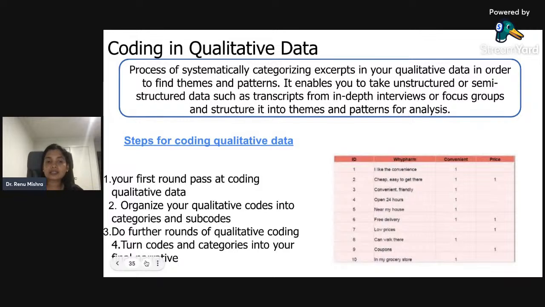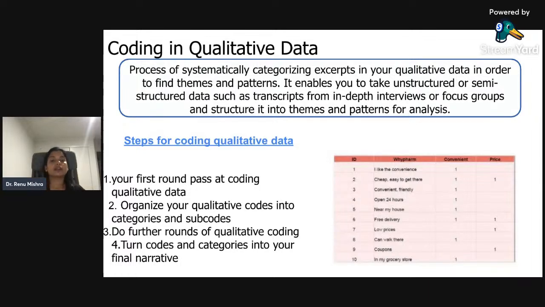Then next on the list is coding. Like we discussed, you can do the coding of your qualitative data. So how do you do that coding? Like I told you, you can do it with software also, but we'll be discussing it here as well. Coding in qualitative data is when you systematically categorize your qualitative data so that you can come out with major repetitive themes. Repetitive themes means those themes which are commonly said, which people have said in common.